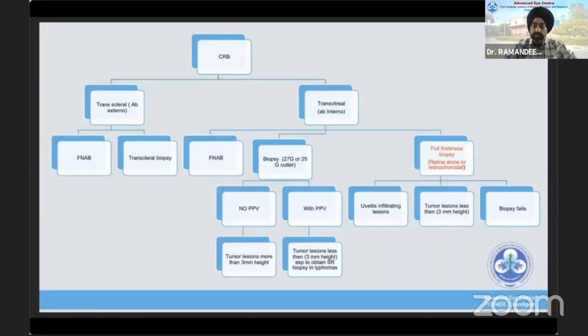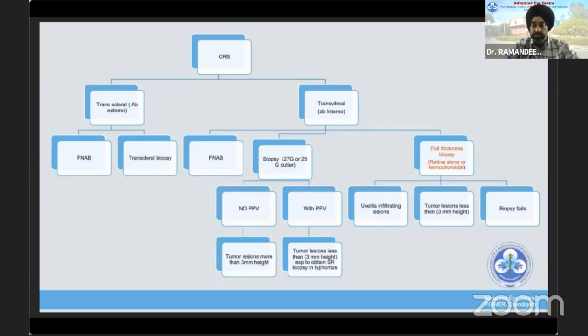It was a difficult procedure for the posterior tumor, so it gave way to the other ab interno techniques. First came the full thickness biopsy, which became popular first, especially when both retina and the choroid were involved. Later, it has been done for eyes where the tumor size is small, or where the transvitreal biopsy has failed. But in cases where retina and choroid are both involved in uveitic conditions, it is still being advocated.